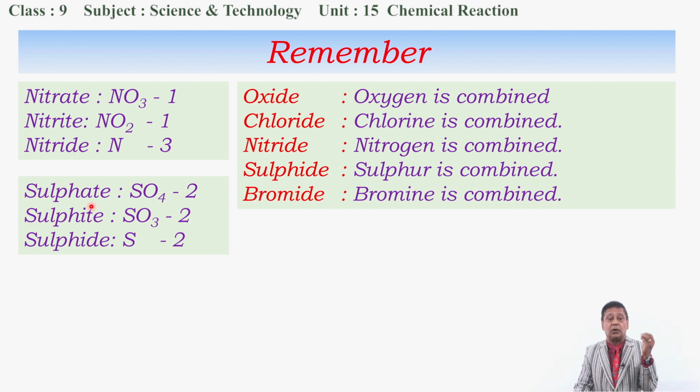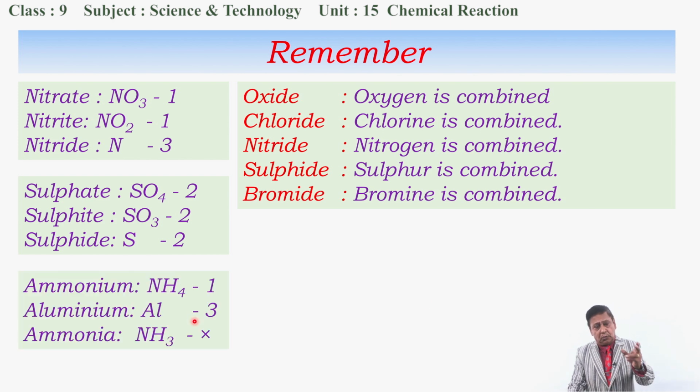But if someone says iron sulfate, then you have to write Fe for iron and SO4 for sulfate. If iron sulfite, then Fe for iron and SO3 for sulfite. But if iron sulfide, then Fe for iron and S for sulfide. There is another also. You may have a little confusion about this also.